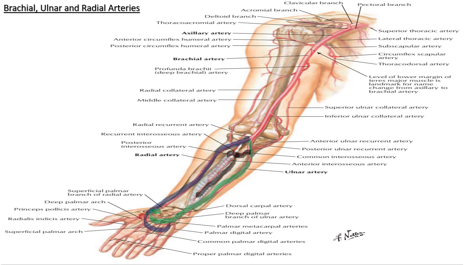So these digital arteries, you have common digital arteries right here. So these are the common digital arteries like that. Okay, and these common digital arteries will now form proper palmar digital arteries, which are here, supplying the fingers, okay, the digits, which are the fingers. So like that. So these are the proper palmar digital arteries, and that is about the brachial, ulnar, and radial arteries.